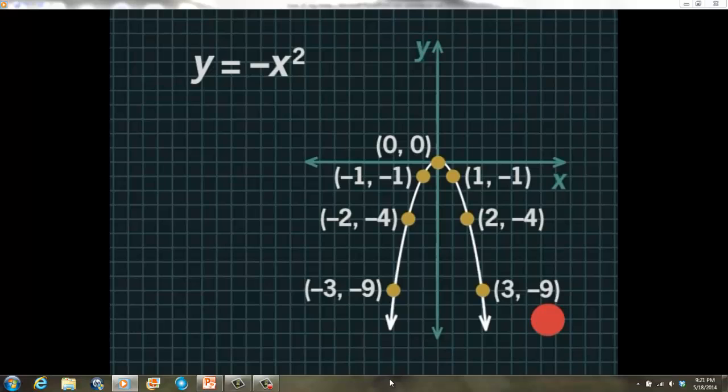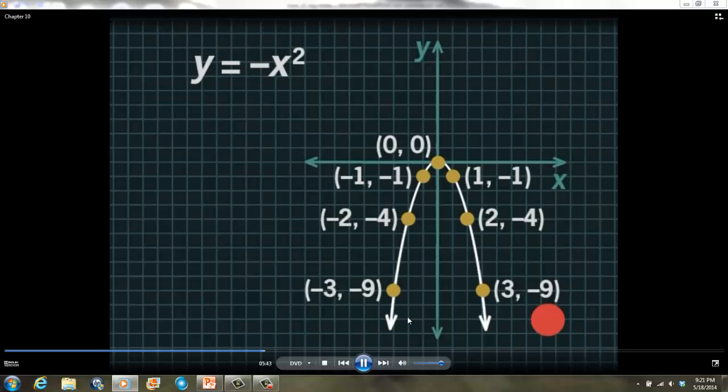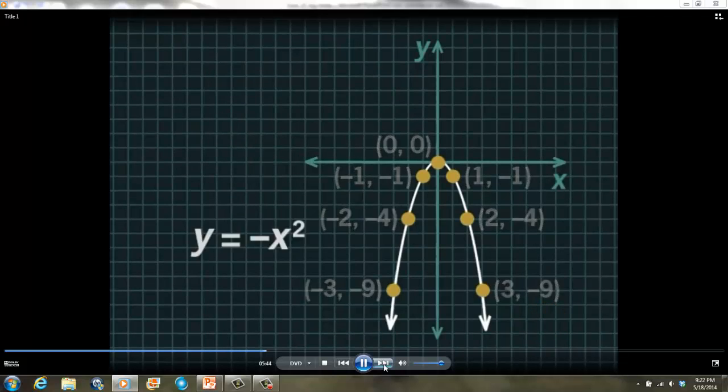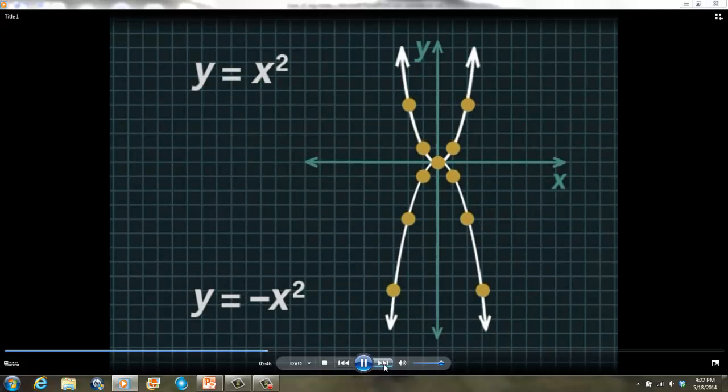This parabola opens downward, and its highest point, which happens to be the vertex (0, 0), is referred to as a maximum. Whoa! It's the first parabola flipped over. That's cool. Good observation, Ferd.